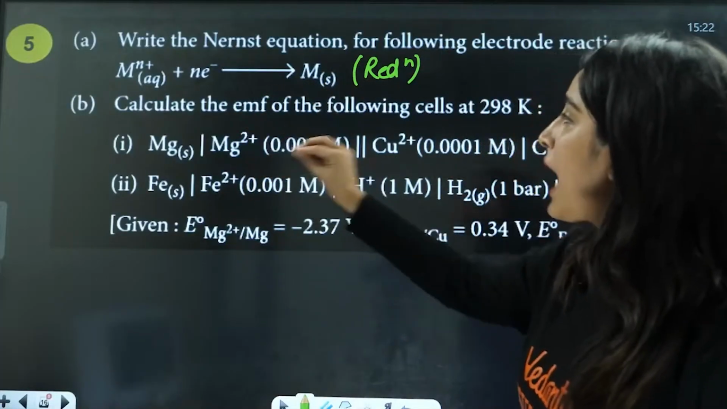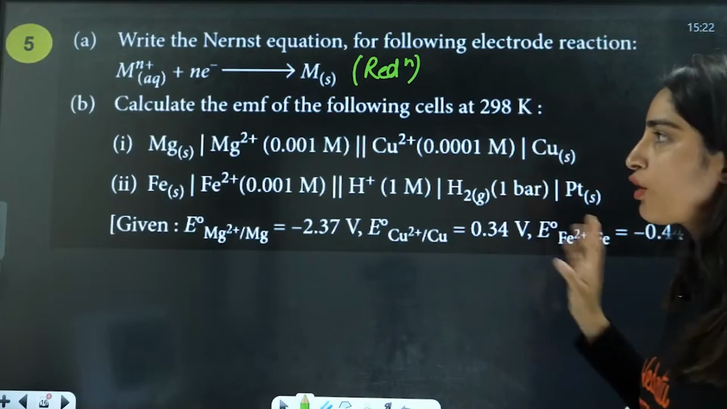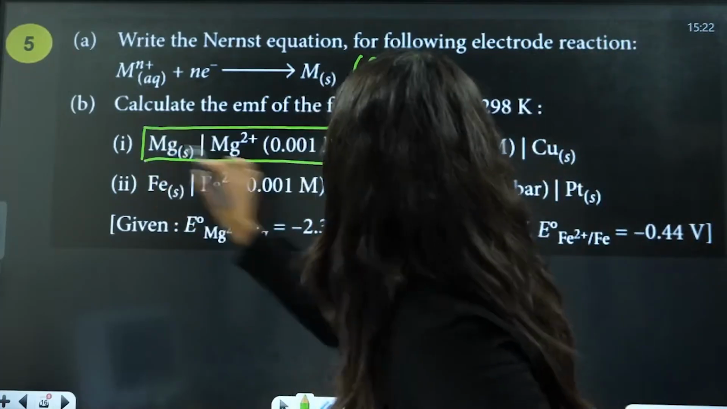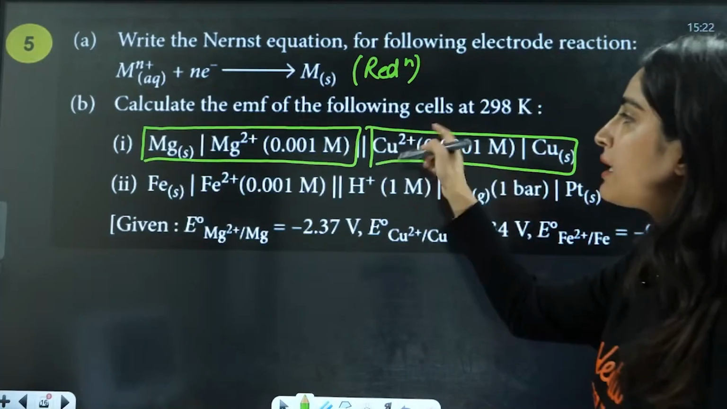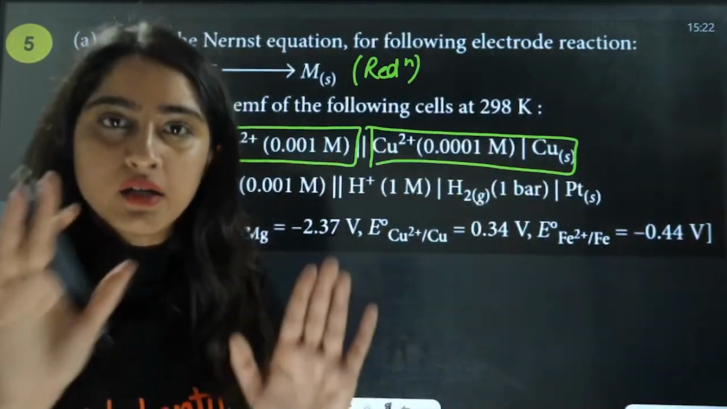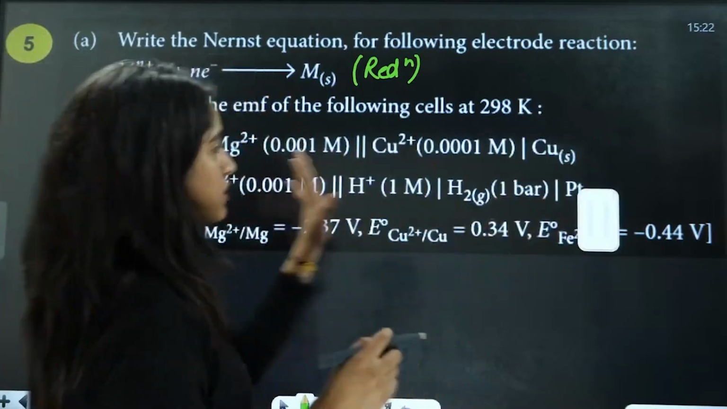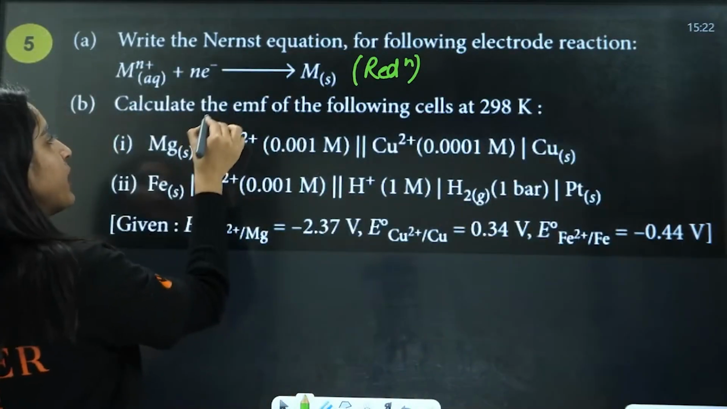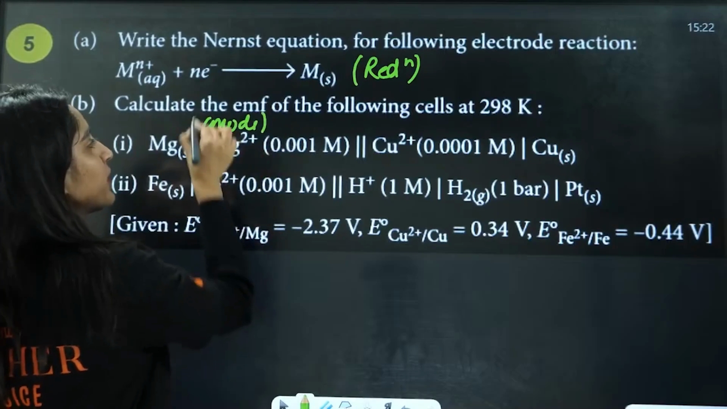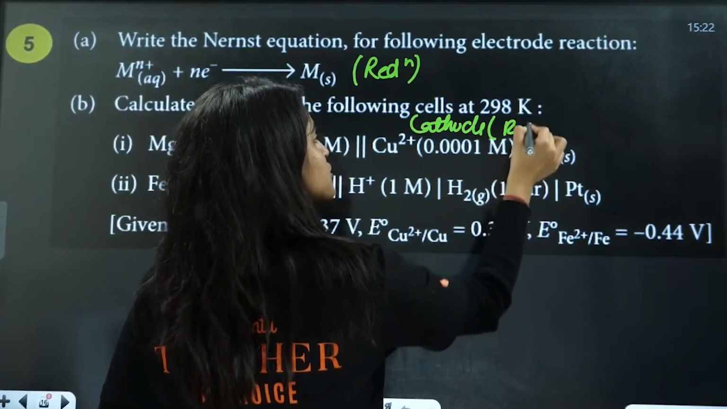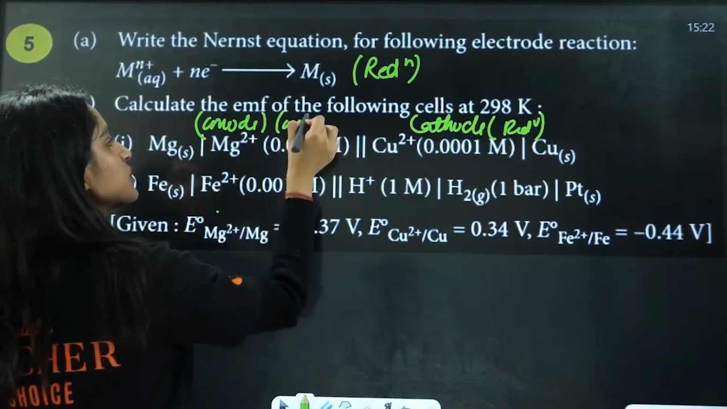Next question: calculate the EMF for the following cell. This is the oxidation half cell and this is the reduction half cell. You just need to write the Nernst equation here. Let us see how we write it. Firstly, this is the anode side, this is the cathode side. This is going to be reduction, and this is going to be oxidation.